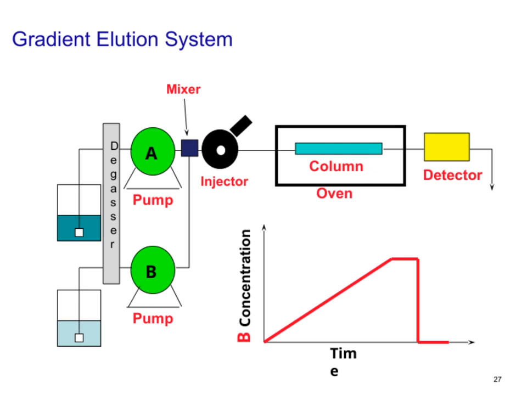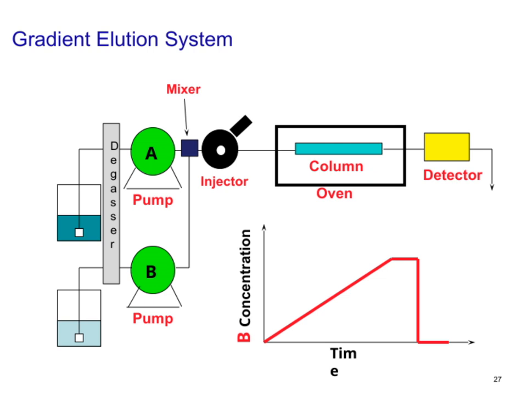This gradient is crucial for separating compounds based on their varying affinities under different solvent conditions. Moving on to concentration, which involves monitoring the concentration of analytes over time. This is often visualized as a plot, with concentration on the y-axis and time on the x-axis, showing how compounds elute from the column at different times.